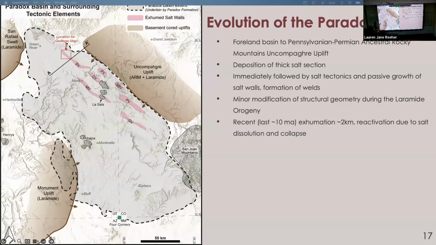Since that time, there was some major modification to the basin during Laramide time, during late Cretaceous to early Eocene time. On the Colorado Plateau in general, there was a series of basement-cored uplifts that formed. You can see a few of them here surrounding the basin. And that is kind of the characteristic of Laramide deformation, is basement-cored uplifts. But in the basin itself, we see kind of a different style of deformation. We don't see these big basement-cored uplifts projecting into the basin. What we see instead is a minor modification of the salt walls. And we'll talk a little bit more about that.